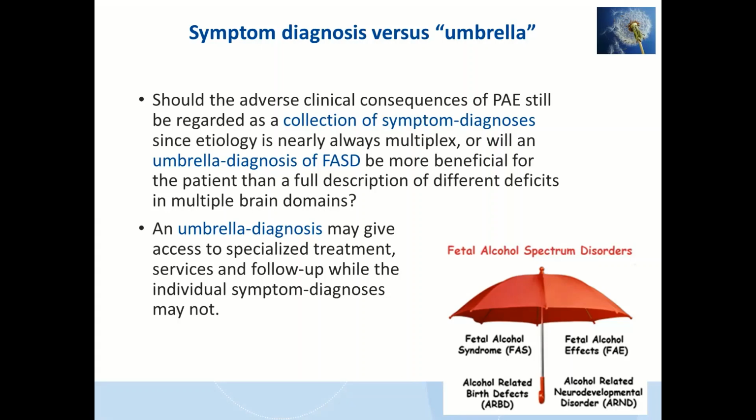And also Martha will tell you why it is an advantage to get this FASD diagnosis, even though it's not a clinical medical diagnosis. And part of the reason for that is that an umbrella diagnosis may give access to specialized treatment, services, and follow-up, while the individual symptom diagnosis may not. And especially not if you haven't got the full complexity picture. If you have only picked out one or two of the symptoms and try to treat that alone and don't see the whole clinical picture, the treatment and the services to the child will be insufficient.